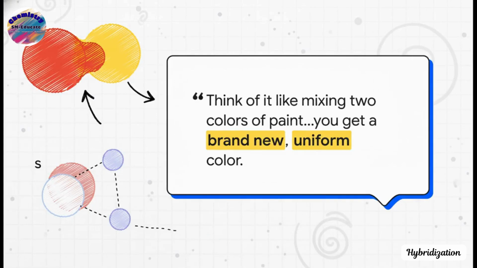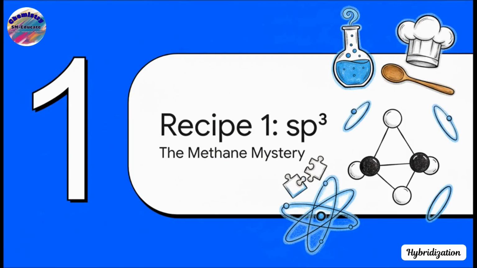I love this analogy. It's perfect. If you mix red and yellow paint, you don't get a bunch of red and yellow dots, right? No, you get a completely new, totally uniform color, orange. Atoms are basically doing the exact same thing, just with their electron orbitals. So let's check out our first recipe and see exactly how this builds the perfect solution for our methane mystery.